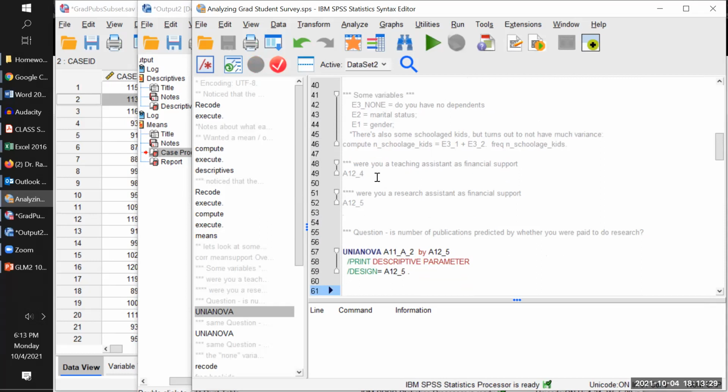And then I have these, which are, were you paid to be a teaching assistant and were you paid to be a research assistant? And if I'm thinking about what's going to predict the number of publications someone has, I think being a research assistant is probably pretty high up there. If I'm paid to do science, I'm probably going to have more publications than someone who's paid to do things that aren't science or who's not paid to do science. So the first thing I did here is ask the question, is number of publications predicted by whether you are paid to do research? So let's take a look at that.